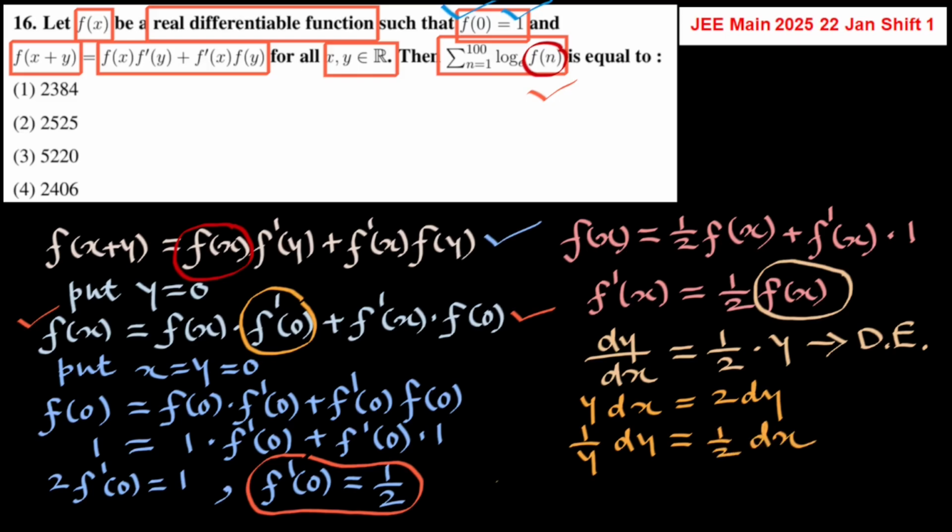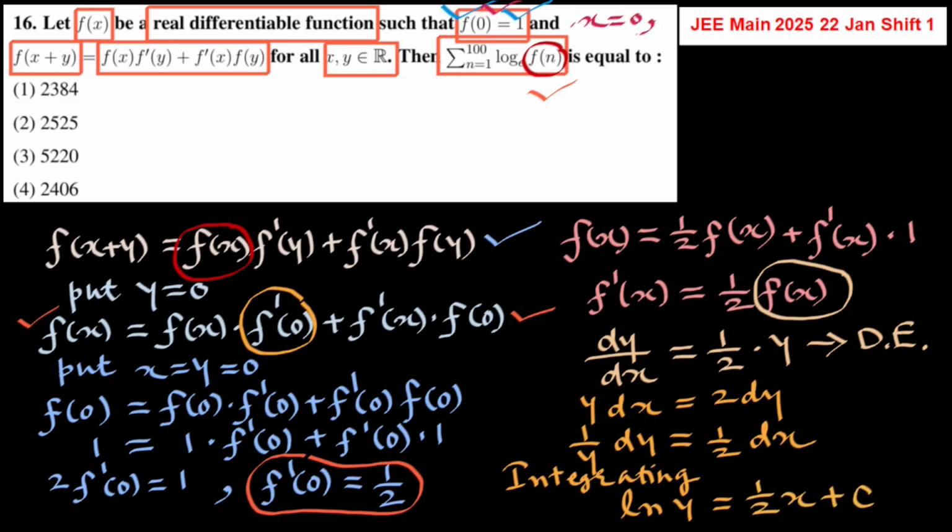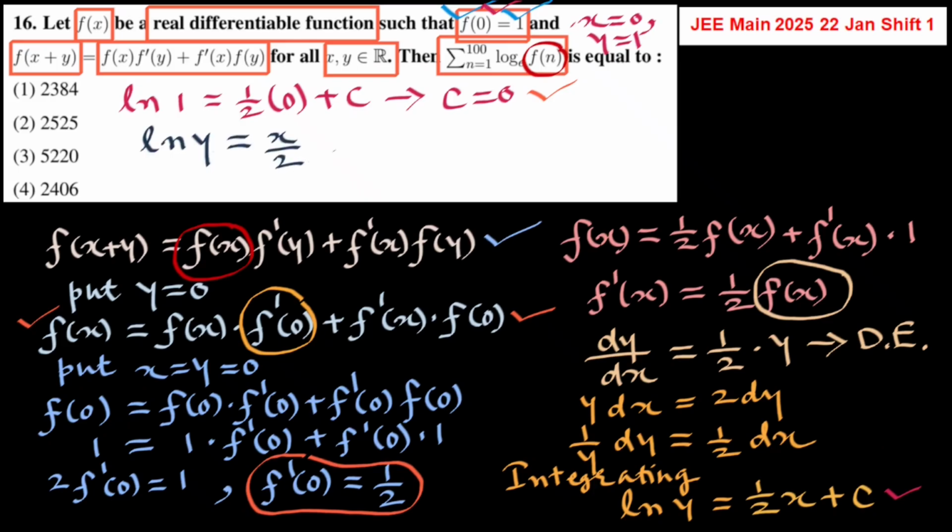Now integrating, ln y equals half x plus c. Now f of 0 equals 1 means x equals 0, y equals 1. Putting these values in here, we will find c. So ln 1 equals half into 0 plus c, that gives c equals 0. So we get ln y equals x upon 2, that is y equals e raised to x upon 2, that is f of x equals e raised to x by 2, or f of n equals e raised to n upon 2.